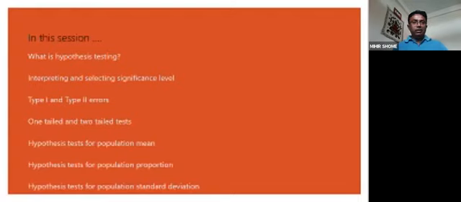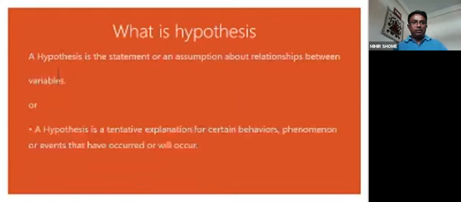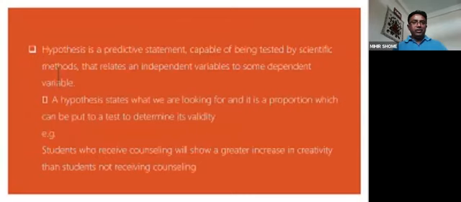First, we will discuss what is hypothesis. A hypothesis is a statement or an assumption about interrelationships between the variables, or we can say a hypothesis is a tentative explanation for certain behaviors, phenomena, or events that have occurred or will occur. Different authors have given different definitions. Some of the definitions I am stating here, so it will give you a clearer picture.